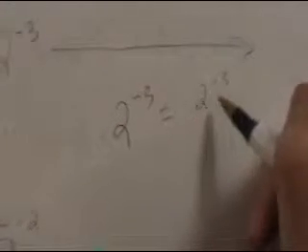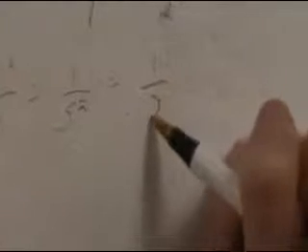So an example will be 2 to the negative third. What you do is change it to the reciprocal. So 2 to the negative third equals 2 to the negative third over 1, which should also equal 1 over 2 to the third power. 2 to the third power is 8, so it's 1 over 8. And then 5 to the negative second power is 5 to the negative second over 1, which equals 1 over 5 squared, which equals 1 over 25.